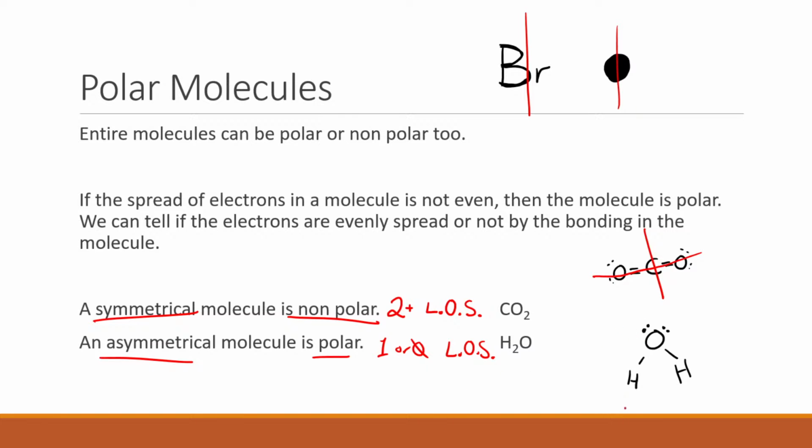So for water, I can put this artistic line of symmetry through the top, but that is the only line of symmetry I can draw. And because it only has symmetry in one direction, it is a polar molecule. It's a shortcut for us to know that the icing on this cake is not evenly spread out.